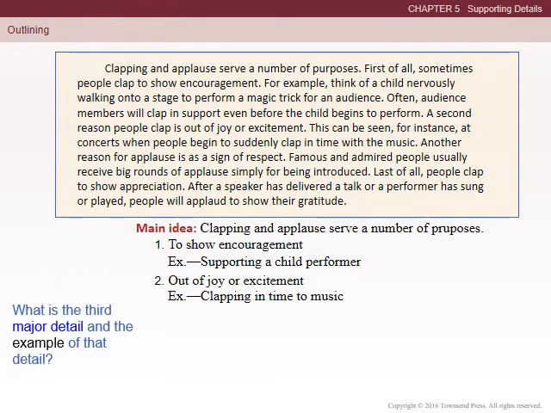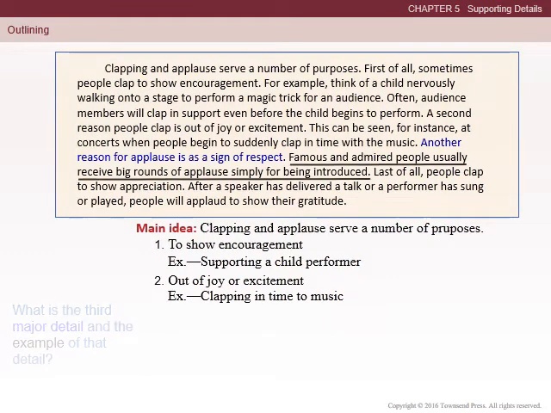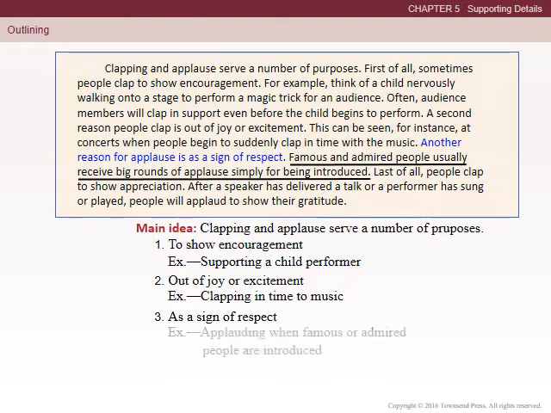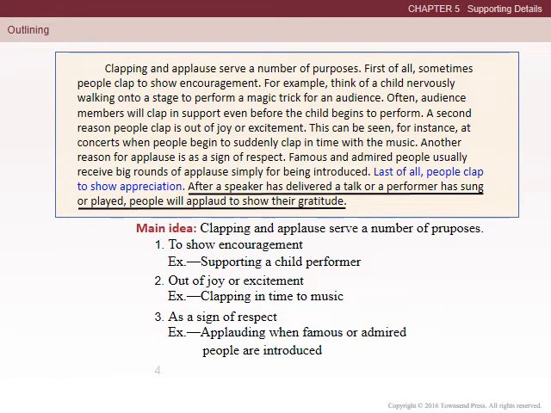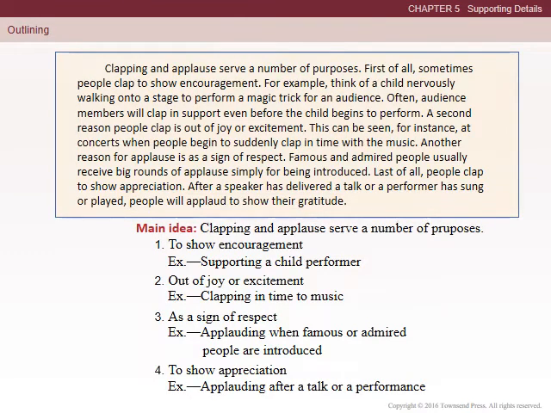What about the third major detail? What word does that start with? That one, we're going to write down as a symbol of respect, and just the example. We have a fourth major detail, and that starts with the words last of all. Keep in mind that last of all is not going to be the conclusion, it's going to be a detail. We would write down to show appreciation. It's given there as well.